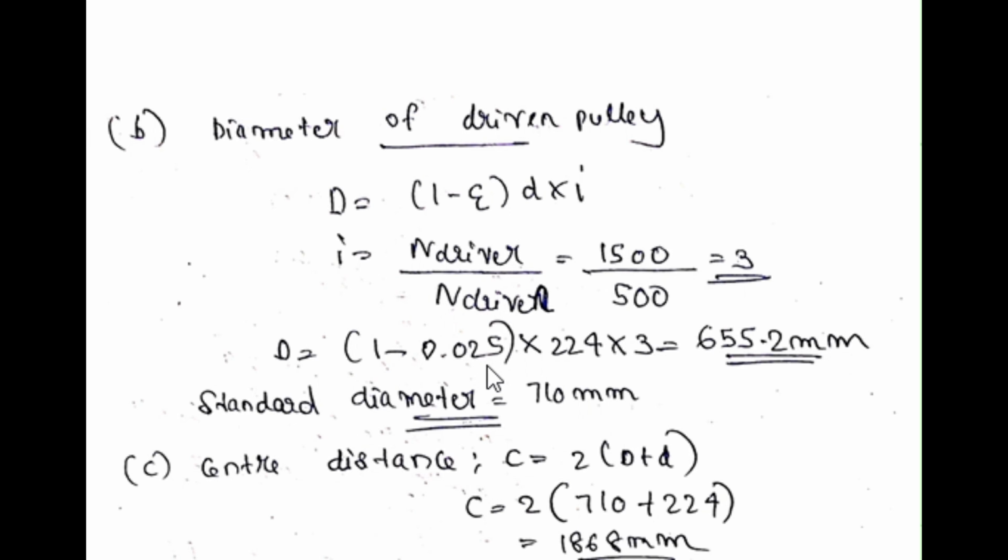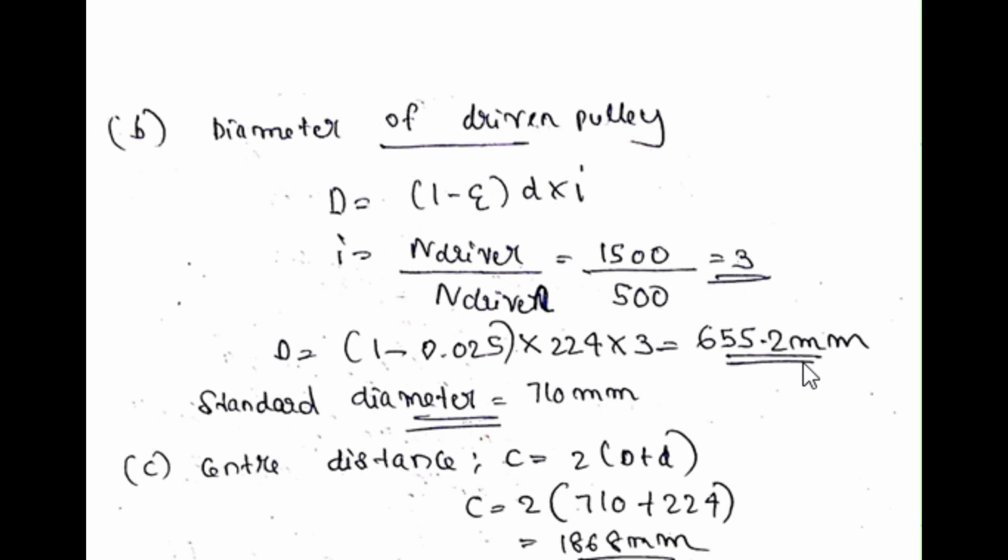That will be 0.025. And we don't know the value of i, but we know the rpm of both driver and driven. To find i, it's always the rpm of driver to that of driven. Here the driver is the motor, which always has the higher rpm. So 1500 by 500, you get the value of i as 3. The small d is the diameter of driver. We know that value. So simple substitution, get the diameter of the driven pulley as 655.2 mm.